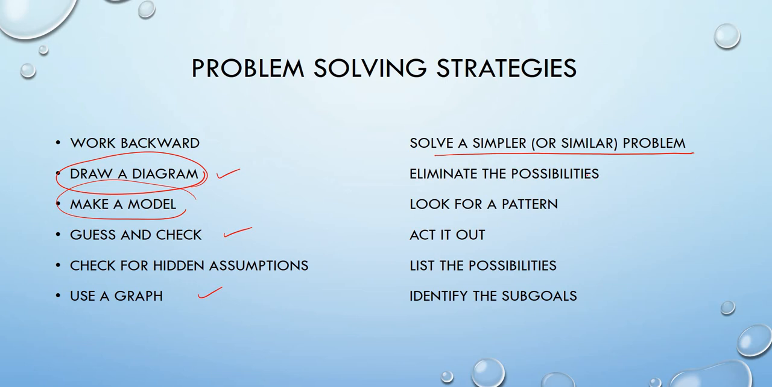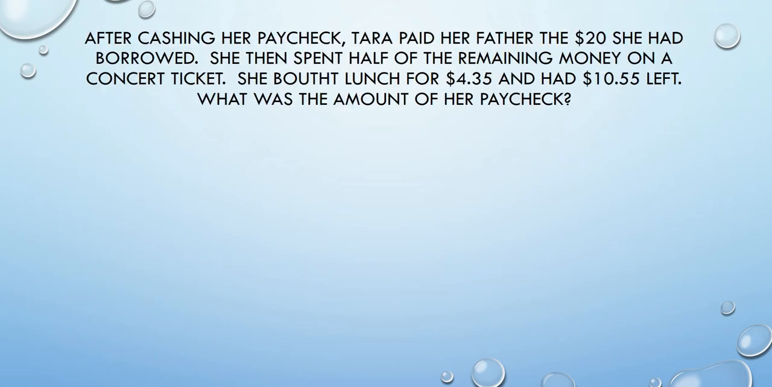Are you sure that that is not the answer or not the way to go about it? Looking for patterns. Sometimes you can see a pattern in the number. Acting it out. Not sure about that one. Listing possibilities, identifying sub-goals. Sometimes you have to solve one little part before you can solve the whole thing. So we'll talk about some of these, and let's actually look at one of them right now.